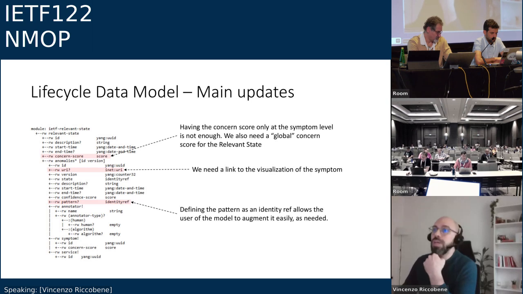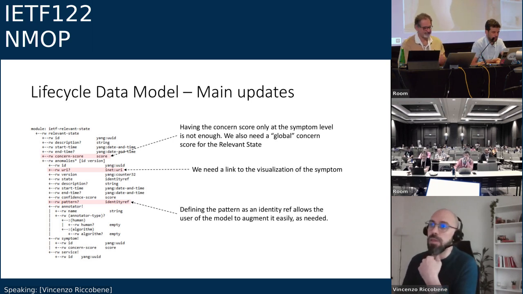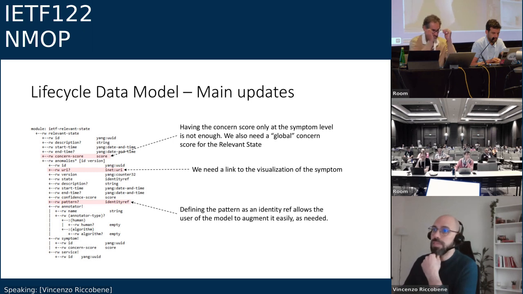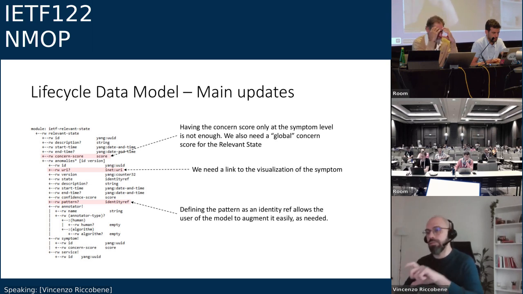One of the things we added this time is the concern score at the relevant state level. We used to have only the concern score at the symptom level, but we realized that there is a need for a global concern score for the whole relevant state. I will show in a moment, in the second part of the presentation related to the hackathon, why that is necessary.